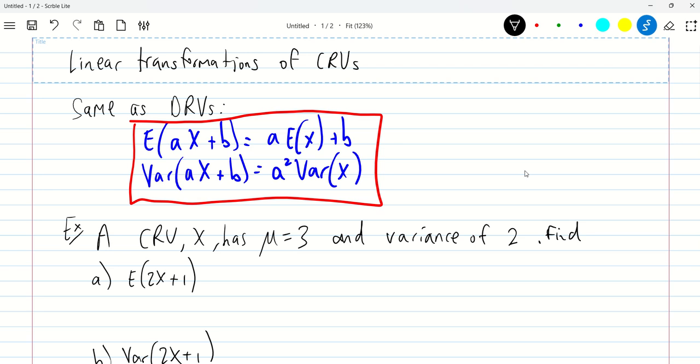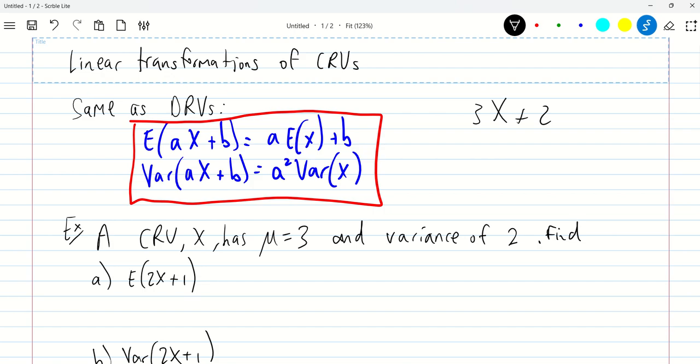Hi everyone, just another video, the last video on continuous random variables. What we're going to look at today is linear transformations of CRVs. So if you've got a random variable X and something like 3X plus 2, just some linear transformation, multiplied by a number and then added or subtracted a number, that's a linear transformation.